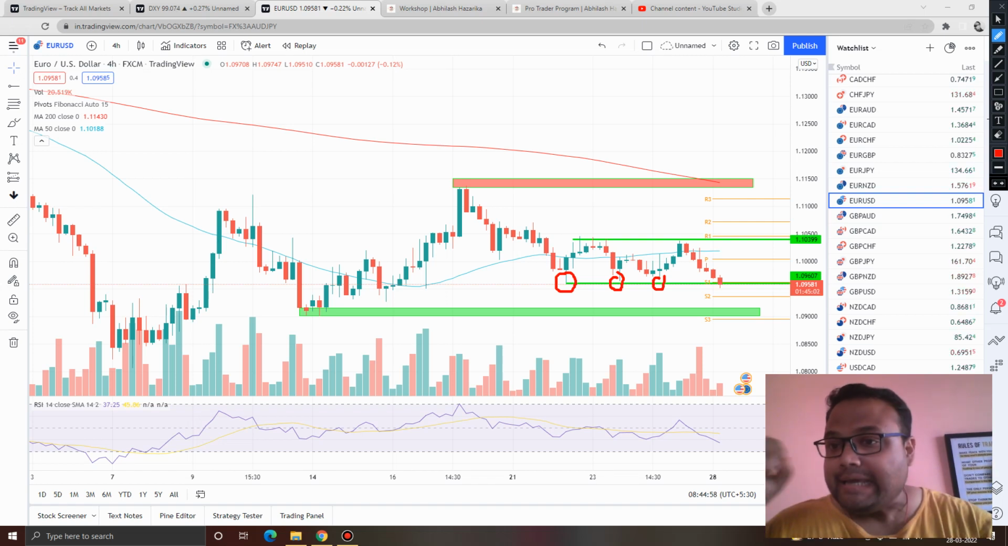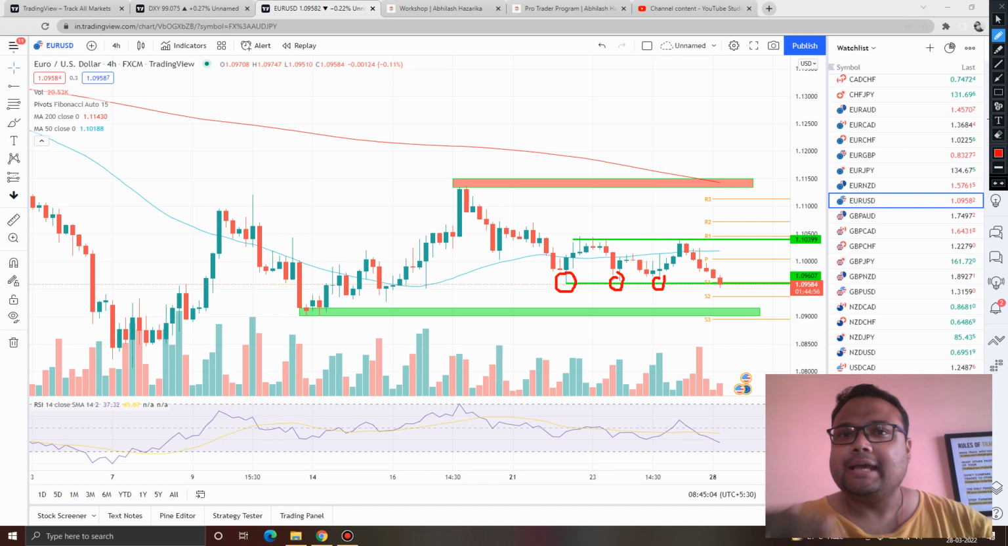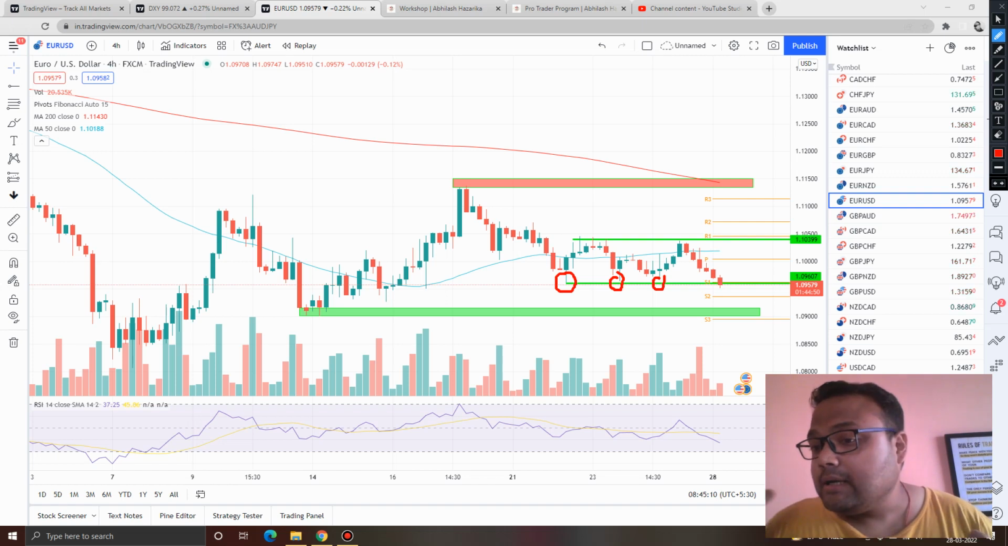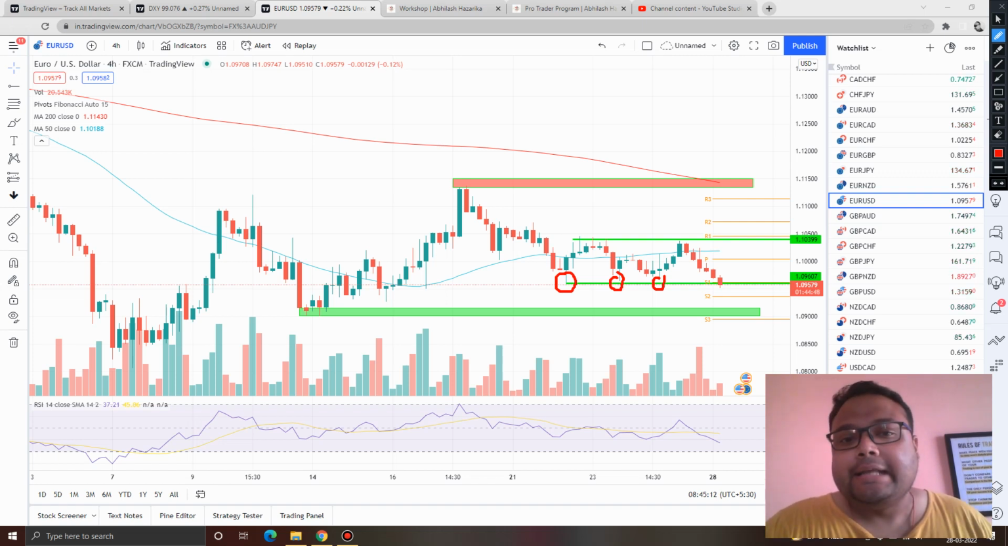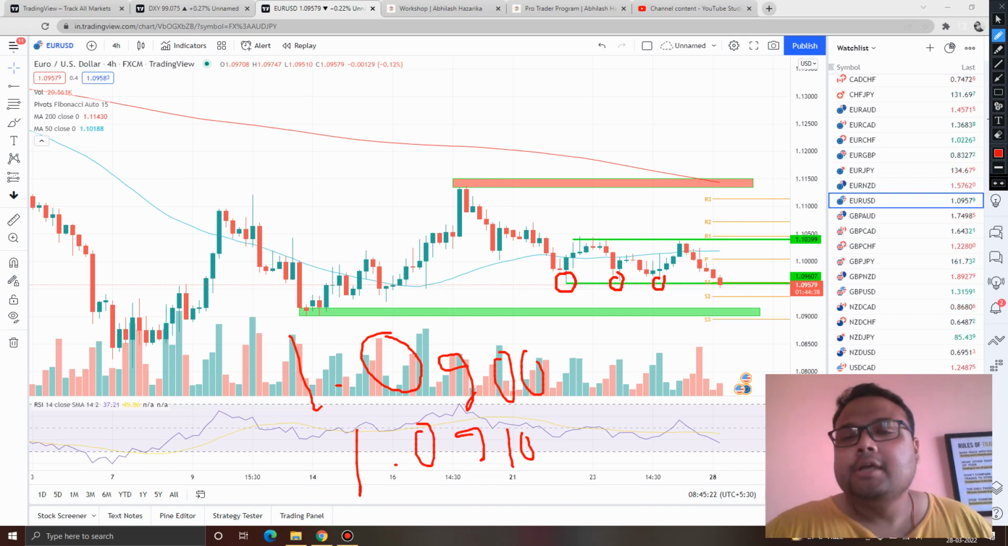But in case the present support here fails to provide support to the market, and if the selling continues, and DXY continues to be bullish, then the ultimate support on Euro USD will be around 1.0900 or 1.0910. Around this level you can expect Euro USD to get support again.